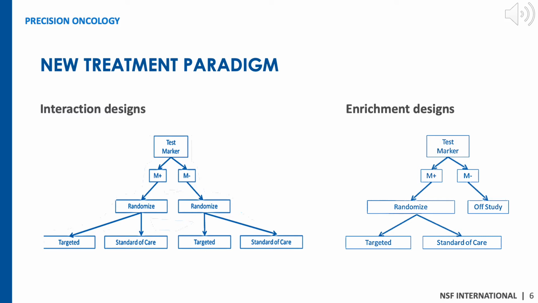Under the enrichment designs, only patients that are positive for marker are enrolled. N9831 trastuzumab study in HER2-positive breast cancer and TOGA trial in HER2-positive stomach cancer are the examples of enrichment designs.